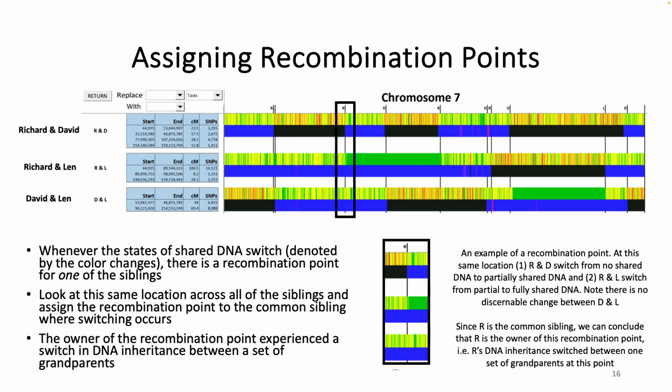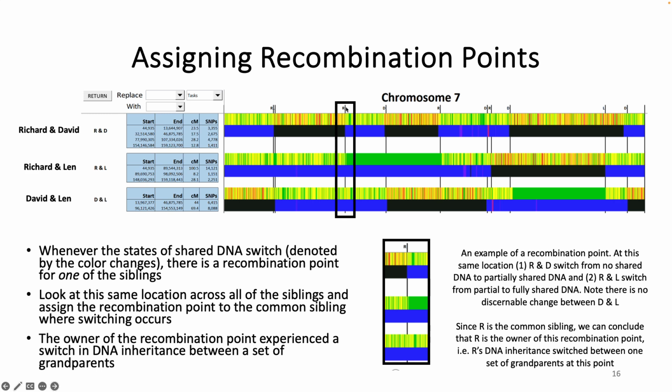So again, this is actually very important. Recombination points only happen to one of these siblings, and the task is to be able to identify across the entire chromosome where these recombination points are and who owns the recombination point. Okay? So in order to do that, you want to look closely at the same location across all 3 siblings to see who owns a recombination point.